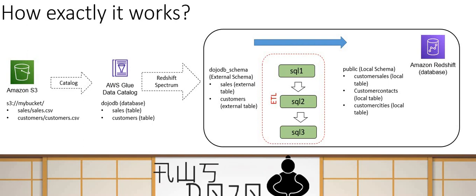Okay, so the process works pretty straightforwardly. You have an Amazon S3 bucket, which you catalog. Then you use the Redshift Spectrum method to create an external schema for that data in the Redshift database. And then when you want to populate some local tables, you use these three SQL statements to populate three tables, and these SQL statements you can orchestrate. And how do you orchestrate? That's what I'm going to talk about. So that's how exactly it works.